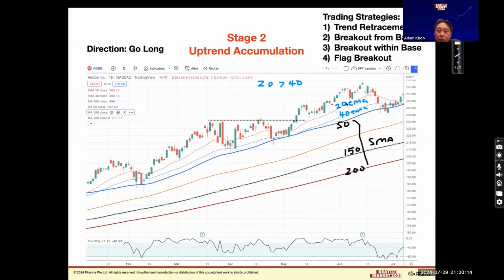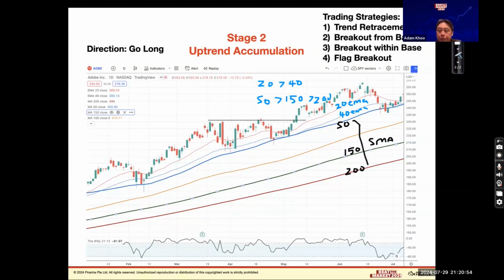Okay, the red line must be above the blue line, and the 50 must be above the 150, and the 150 above the 200. So this is called the uptrend sequence. When you have the 20 above the 40, the 50 above the 150 and 200, that means your uptrend is very strong, and the probability of the price going up is pretty high. So I must see this sequence: 20 above 40, 50 above 150, 150 above 200.